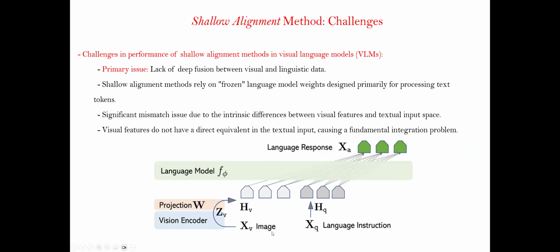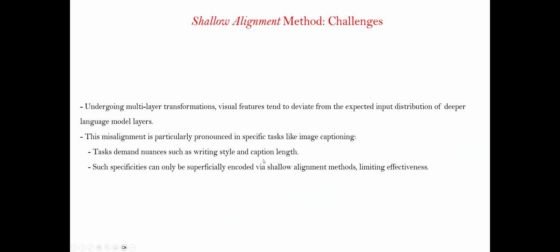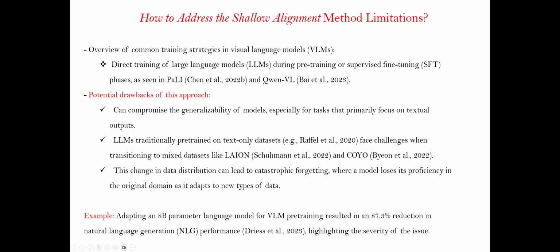Suppose, for example, we are adjusting the image through a vision encoder and a projection map into the input space of the large language model. But they might undergo a lot of transformation inside the large language model. That's where the expected input distribution at the deeper layers of the large language model might deviate when it comes to visual language features, which affects the effectiveness of the vision language model. That's what we want to summarize.